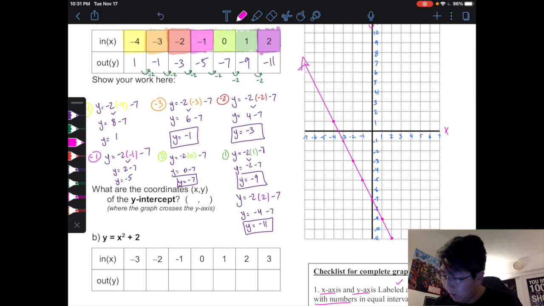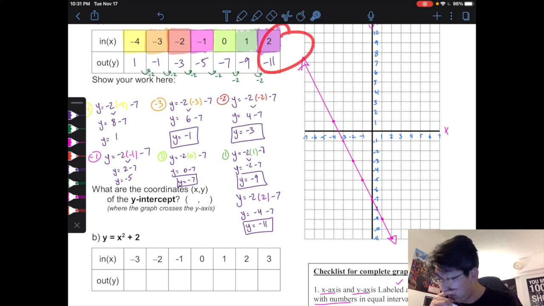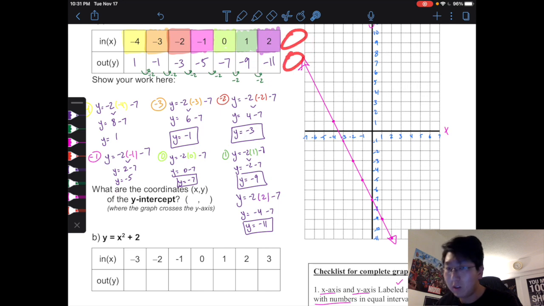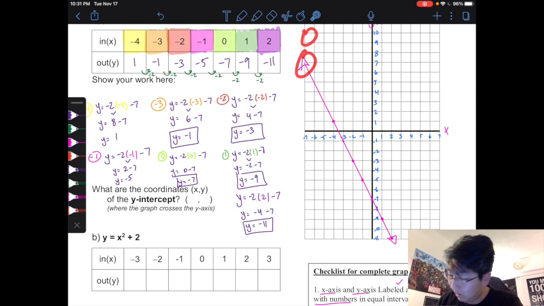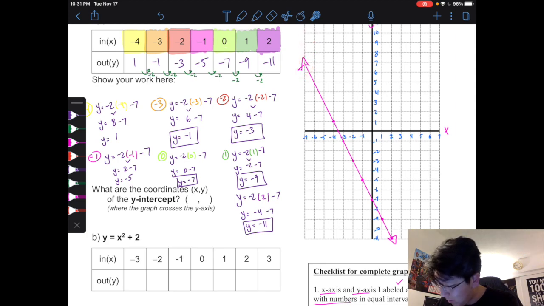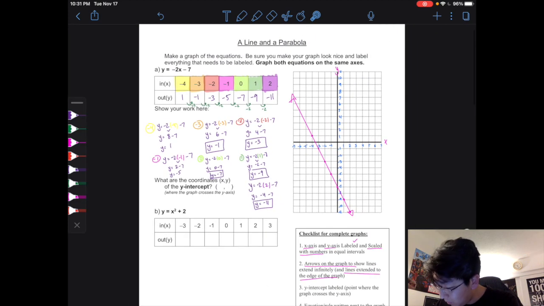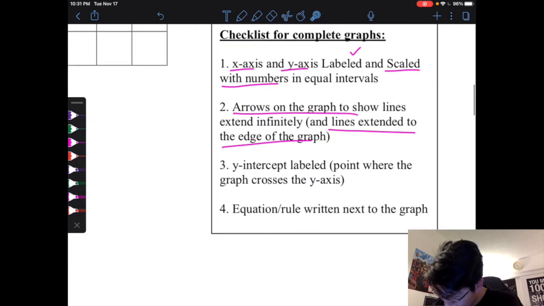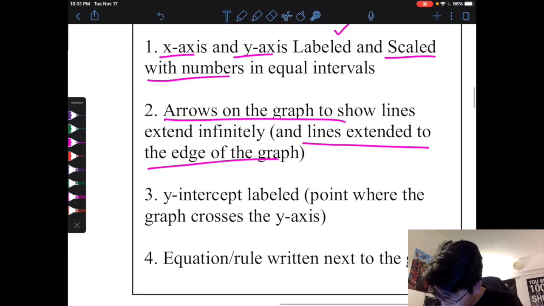What I need to do is draw arrows, because really this line doesn't stop here. If I kept adding more points, like if I said 3, it'd be -13, 4, -15. So this line doesn't really stop. The arrows are important to show that the lines extend infinitely, okay?